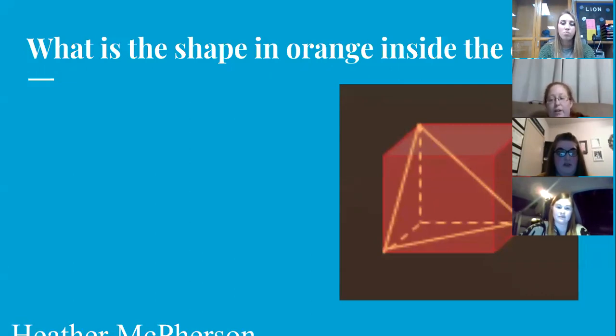So what we learned earlier is that if it has 4 plane faces, and it looks like a triangle or a pyramid, you're going to have a tetrahedron.